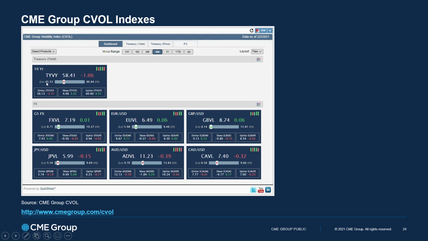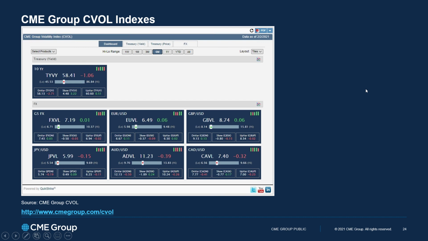Finally, I think this is the last tool I have, and it's last not because it's not a good tool, but because it's brand new, and I added it after all of the other ones. We've taken the implied volatility in the 10-year and some currencies, which I show here, but now we've expanded it to almost all of our asset classes. If you go to the CVOL page at CME Group's website, you can get it on, I think, 5 of the 6 asset classes that we list.